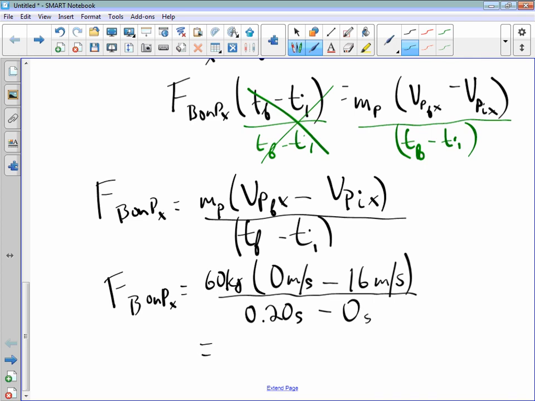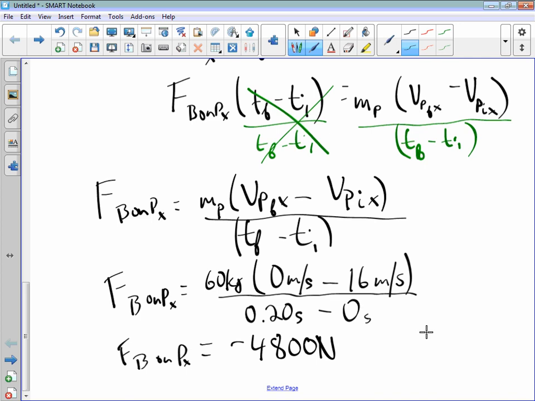This would give you a value of negative 4,800 newtons. That's a lot of newtons. The negative is because the force would be pointing to the left, and if the force is pointing to the left, that's our negative x-axis. This would be roughly equivalent to 1,000 pounds to the face.